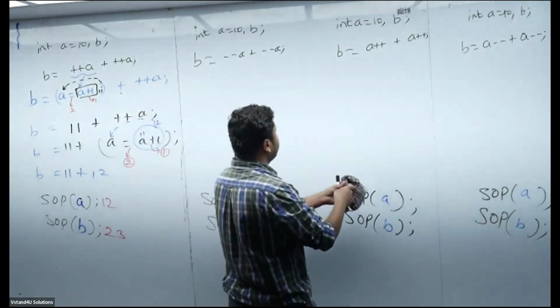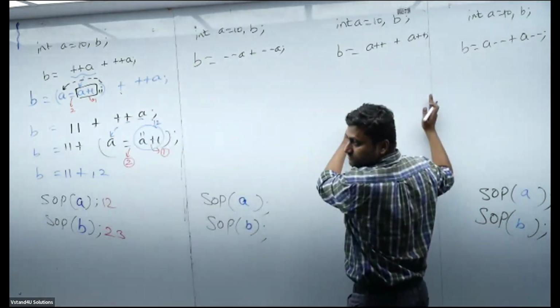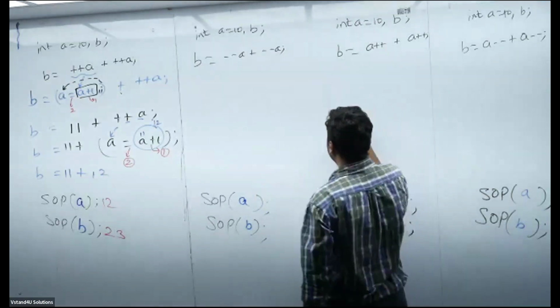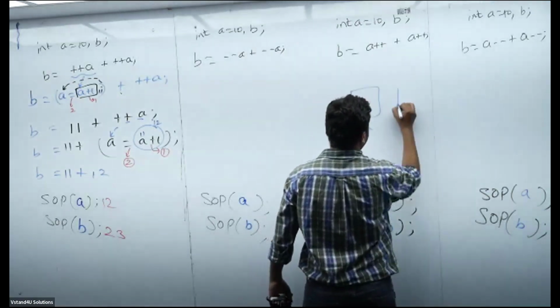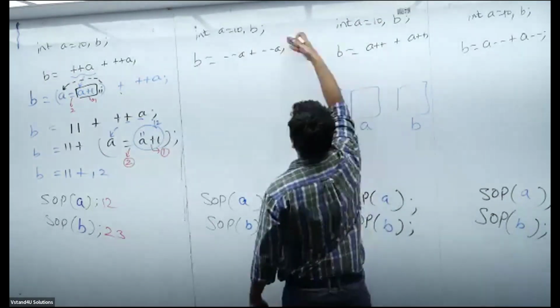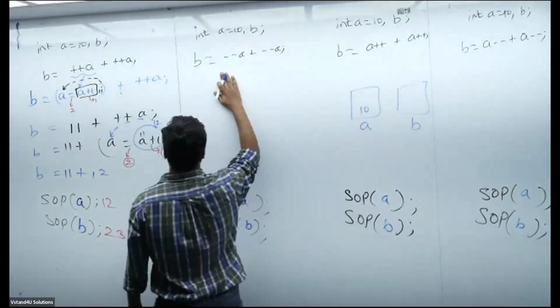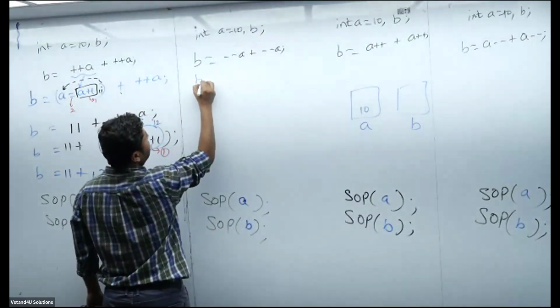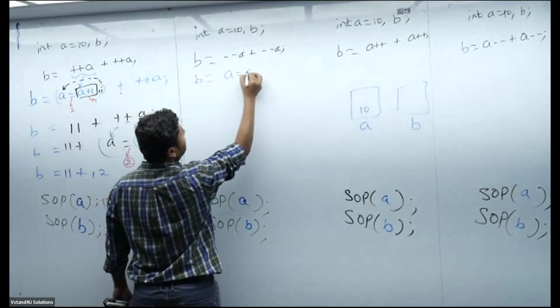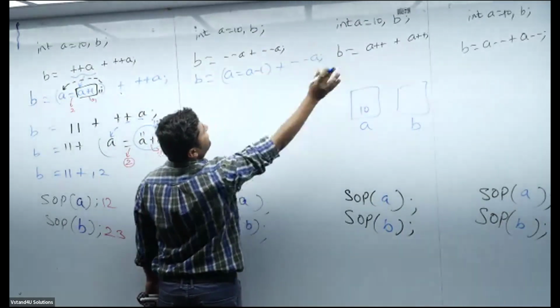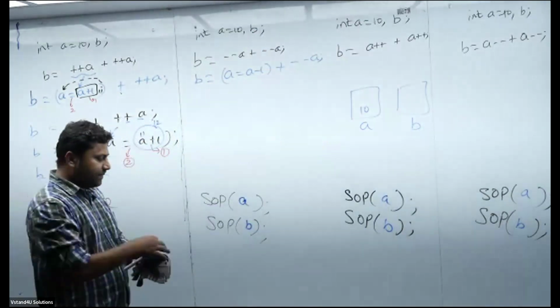And if you don't mind, can I take the variables in this area for explanation purposes? Space is a little less. A is assigned with B, nothing is over here. This entire expression is actually written as B is equal to A is equal to A minus 1 plus minus minus A. We will discuss later. Agree? In this, again, two operations.